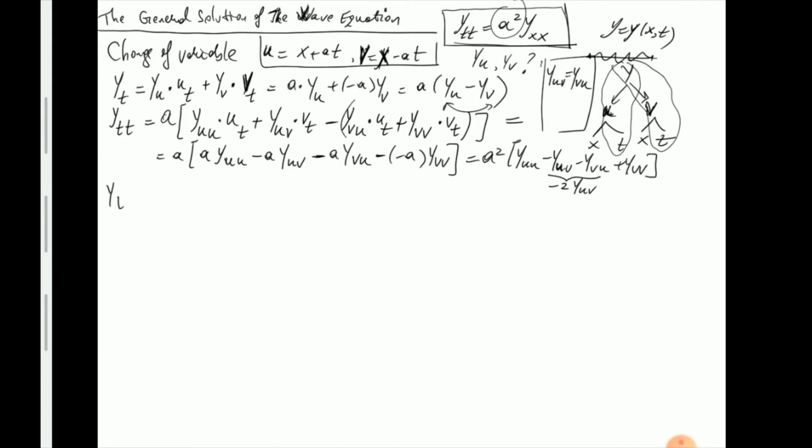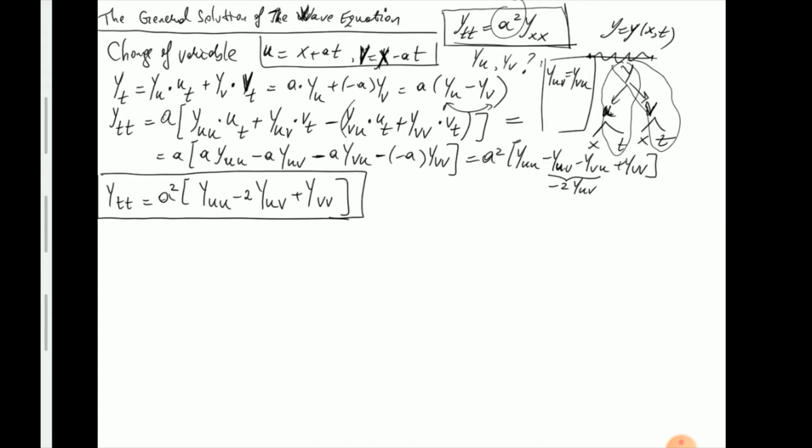All right, so then let's write it down from the beginning. Y partial t twice, this is a squared, y partial u twice minus 2 y u v plus y v twice. All right, so let's keep this in mind. And now let's do the same thing for the right hand side of the PDE, yxx.